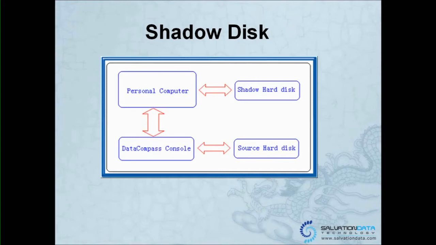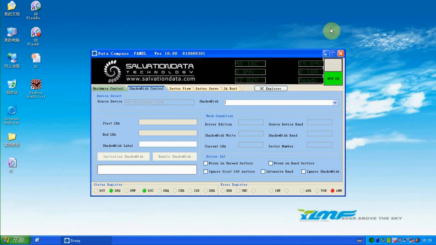That is, you can use a removable disk or your normal hard drive as a ShadowDisk as well. Now we're going to open a program and show you these functions. Okay, now you can see we have opened the program. Now we're going to introduce the ShadowDisk in the DC program. Now you can see the interface of ShadowDisk.